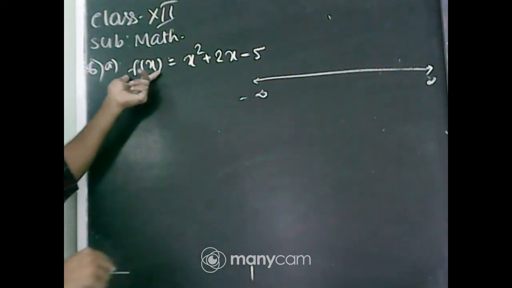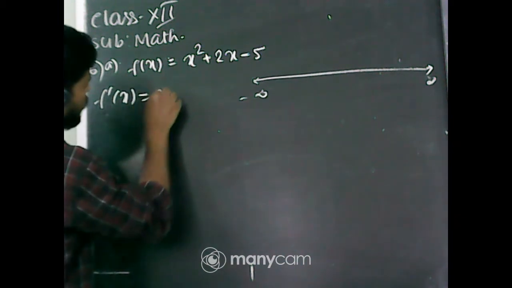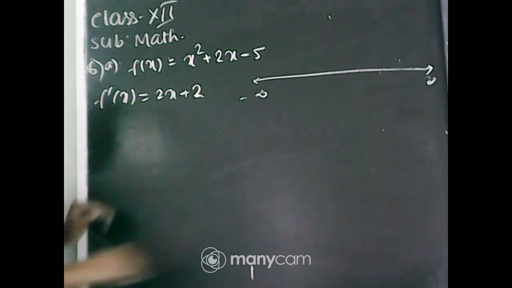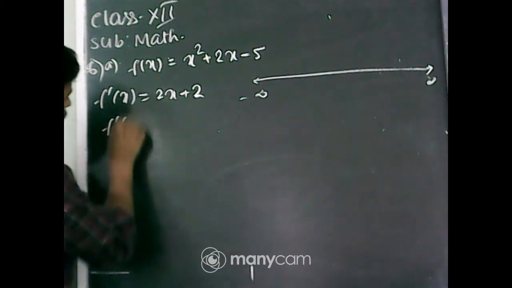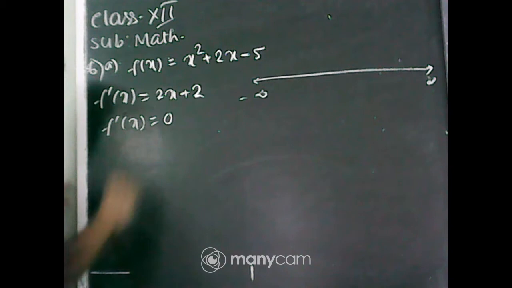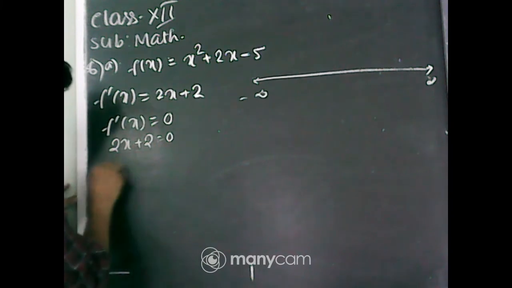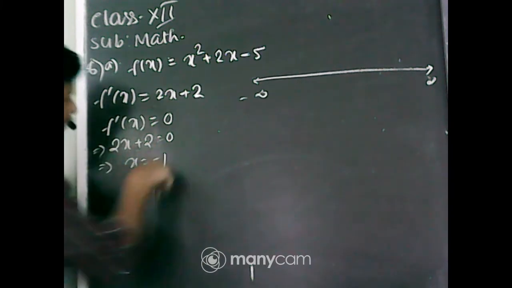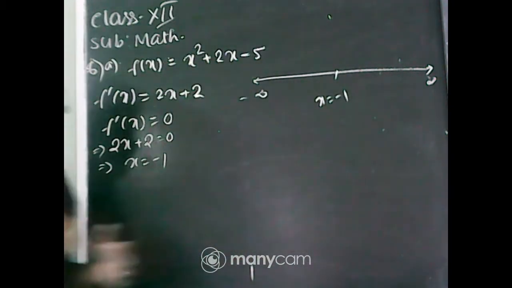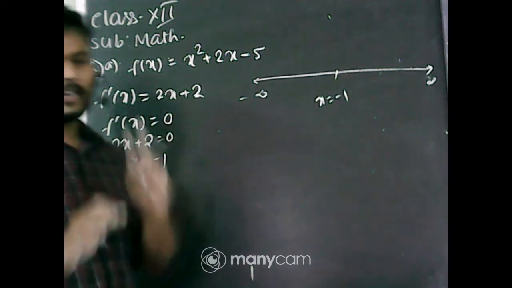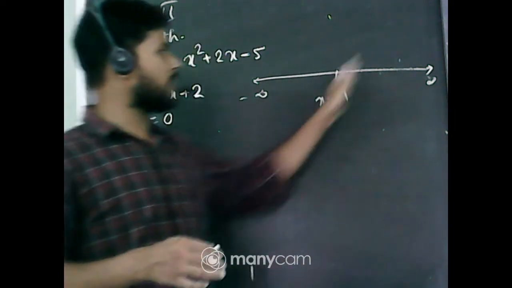So first differentiate this function with respect to x. So we have f dot x is equal to 2x plus 2. Now find out the critical point. Now critical point is given by f dot x is equal to 0, means 2x plus 2 is equal to 0. Now from here we have the value of x as minus 1. That means x equal to minus 1 actually divide the total domain into two parts. One is from minus infinity to minus 1, and another part is minus 1 to plus infinity.